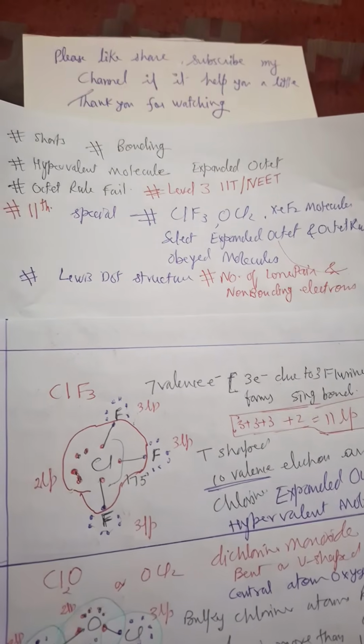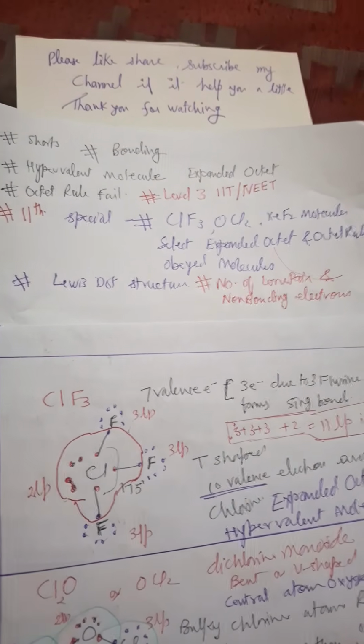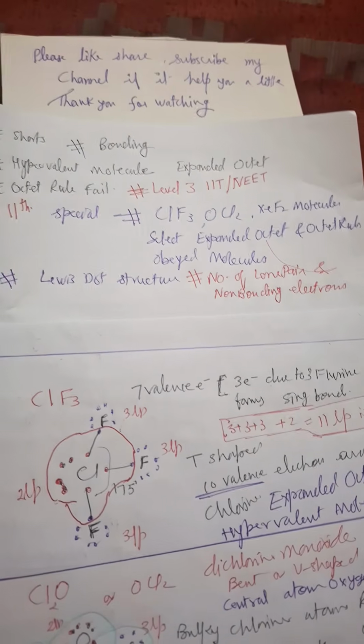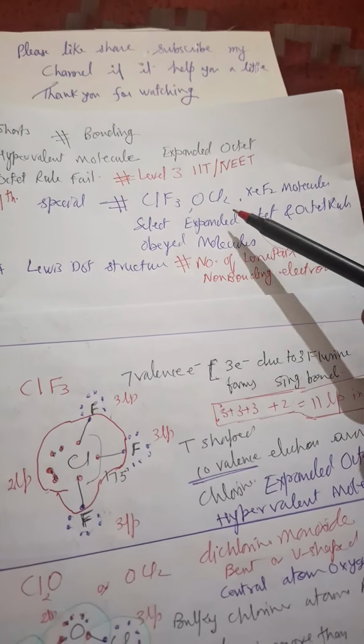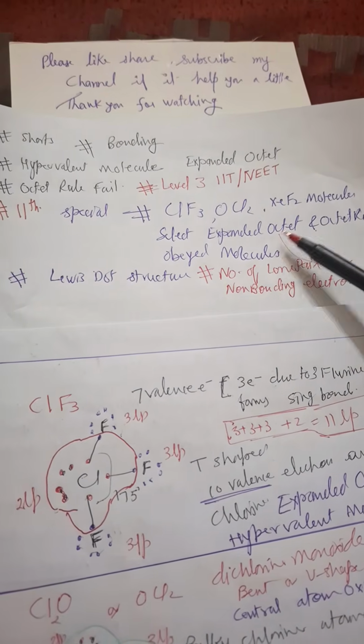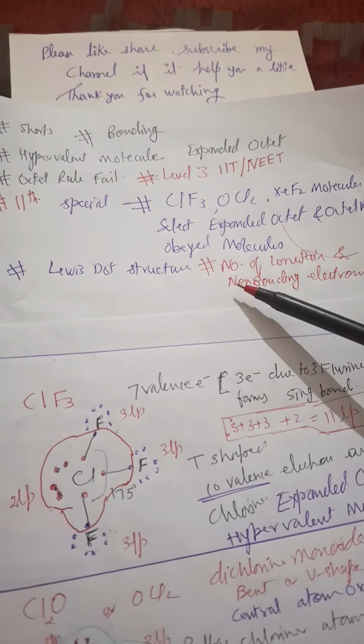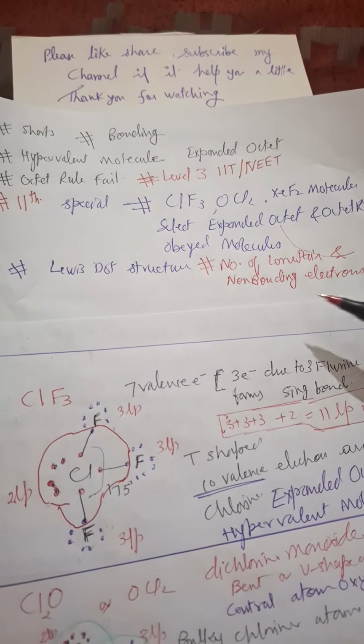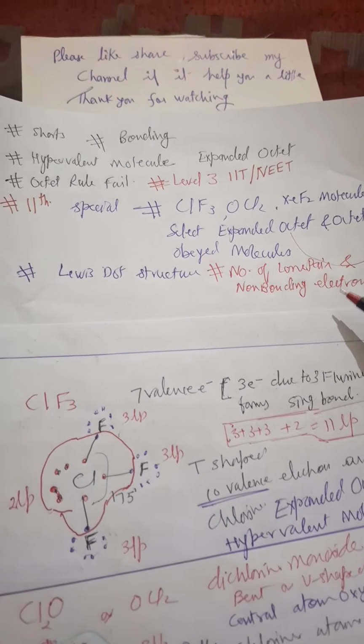Hello students, here we discuss expanded octet rule and hypervalent molecules. I have given some examples: ClF3, OCl2, XeF2 molecules. You have to select which obeys the expanded octet or the octet rule, draw the Lewis dot structure, and calculate the number of lone pairs of electrons, that is, non-bonding electrons.